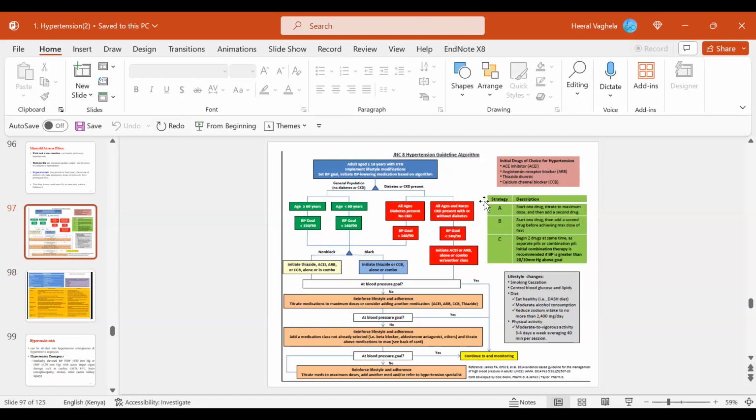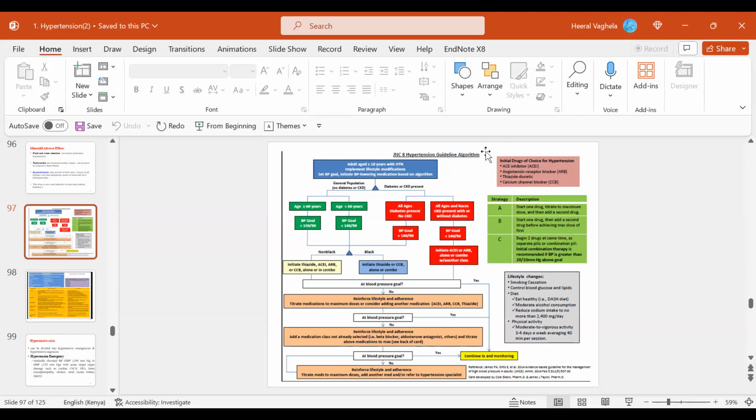Yeah, and then a simple algorithm is that you start with one drug, and then if blood pressure is still high, you titrate that to the maximum dose, or then you add a second drug. That's the first strategy. The second strategy is that you start one drug, then you add a second drug before achieving a maximum dose of the first. The third strategy would be you begin with 2 drugs at the same time, and this is mostly when it's stage 2 hypertension.